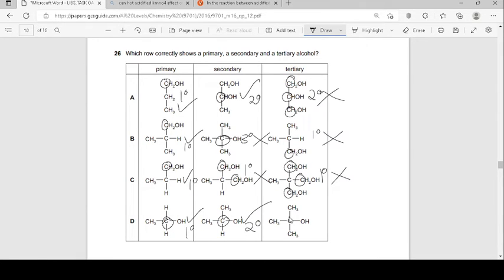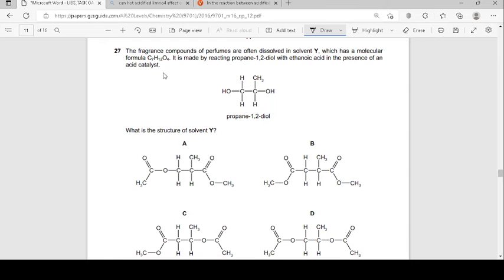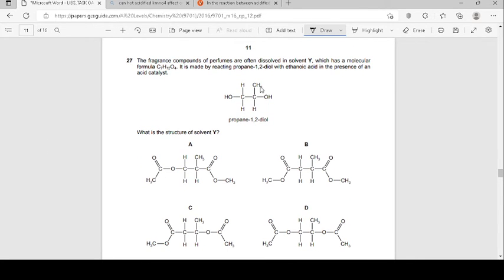It's wrong. And over here, this OH is attached to 3 carbon atoms directly. So the one that's connected to OH is attached to 3 carbon atoms directly, so it is a tertiary alcohol, which means it's right. Okay, so that means my answer has to be D, right? Because all the other options are eliminated. So yeah. 27. The fragrance compounds of perfumes are often dissolved in solvent Y, which has a molecular formula C7H12O4.